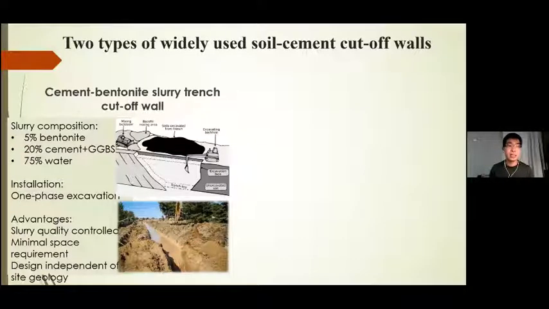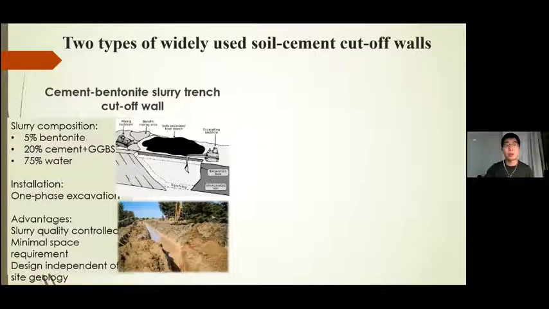The advantages of this kind of cut-off wall are, first, the slurry quality can be very well controlled because you mix the slurry on site, and you need minimum space for the machinery and the construction. And this design is independent of the site geology because you just need to dig a trench. You don't use the in situ soil.